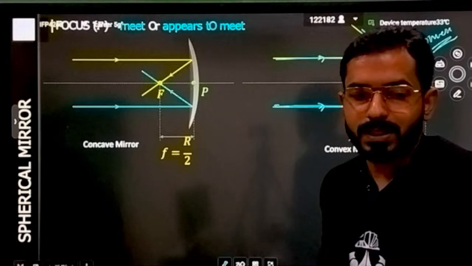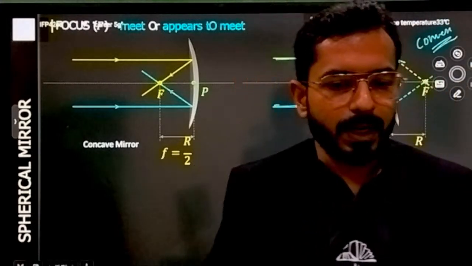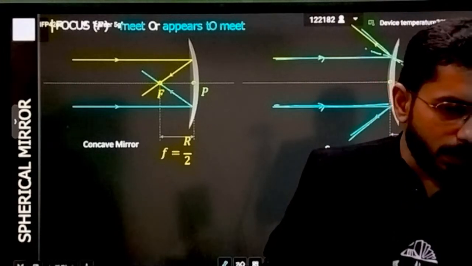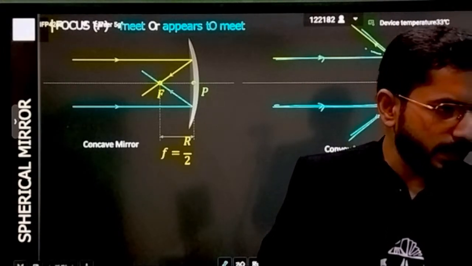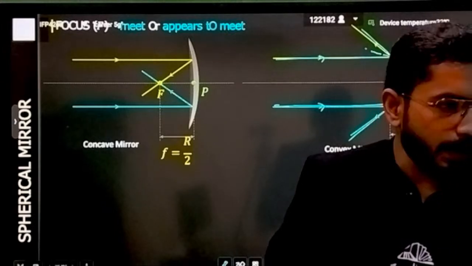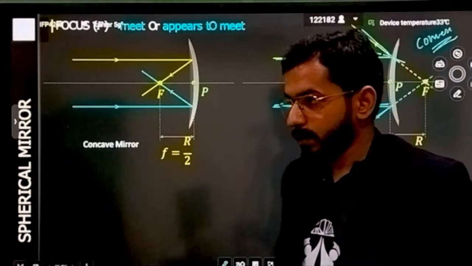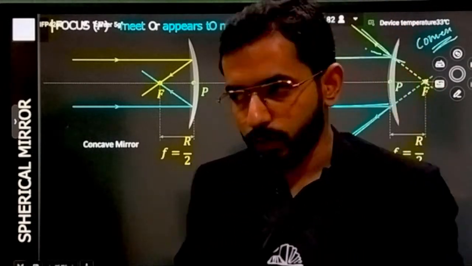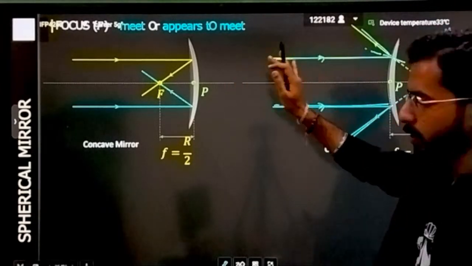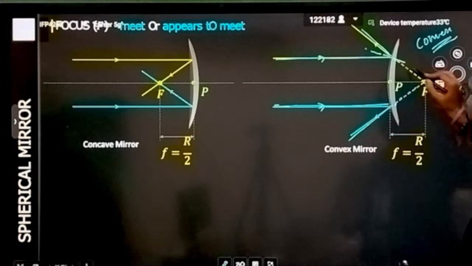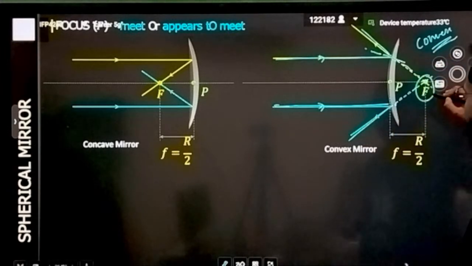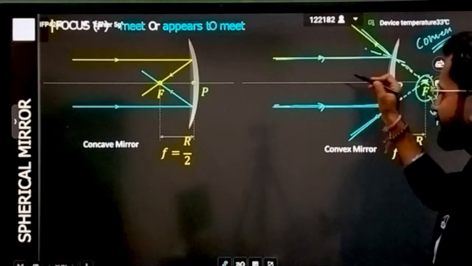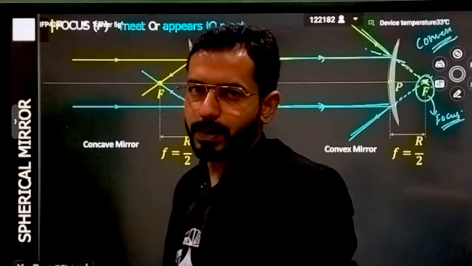For forming a real image, what was the condition that was required? If it is real, that means the rays should actually converge at a point, not just appear to. So here if I draw the ray diagram, on this side the rays are not going to converge at a point, but if I extend both these rays backward, they are going to intersect at a point, and that point is called the focus, because these are paraxial rays and parallel to the principal axis.